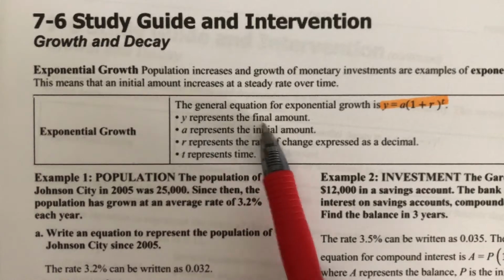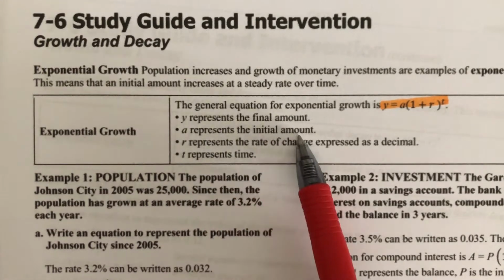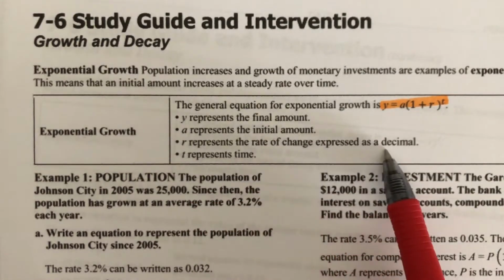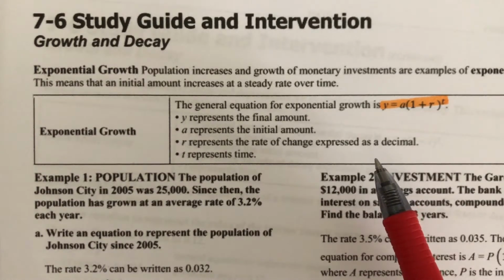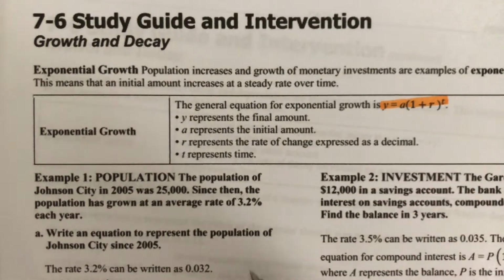So y represents the final amount that we're looking for. A represents the initial amount we start with. R represents the rate of change, and a rate of change is usually like a percentage or a ratio, so we do have to put it in decimal form when we put it in our formula. And t represents time, the amount of time that's passed, okay?